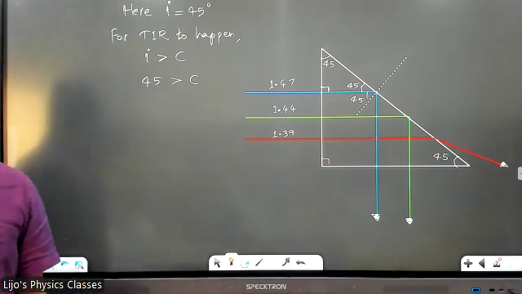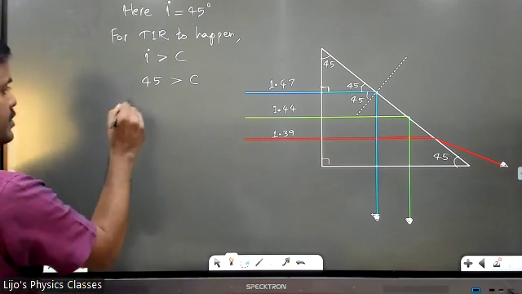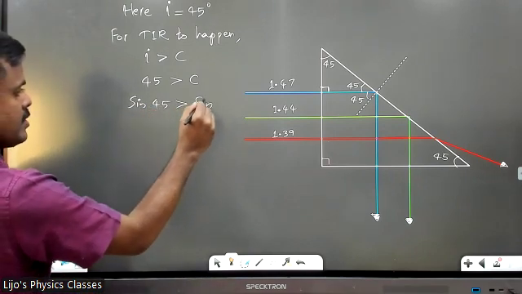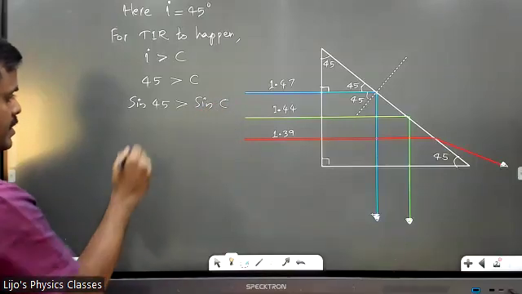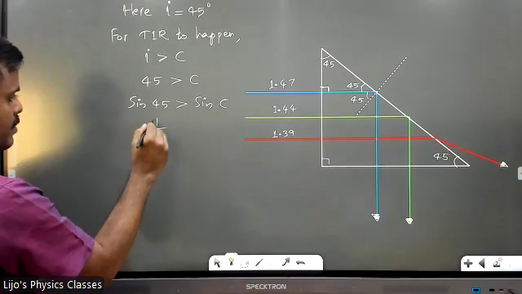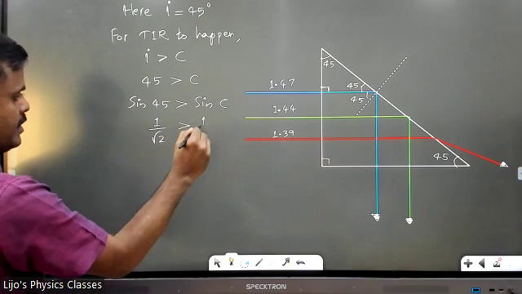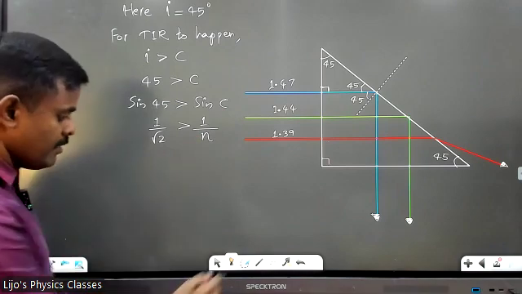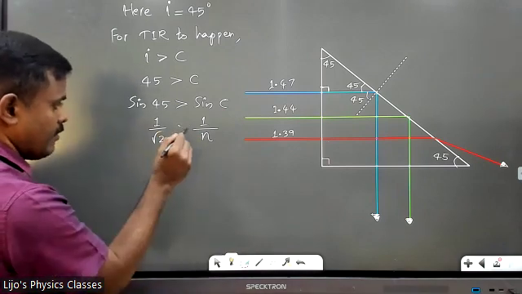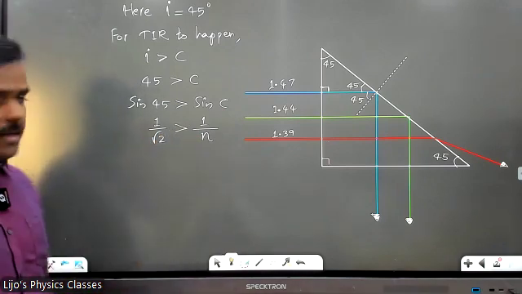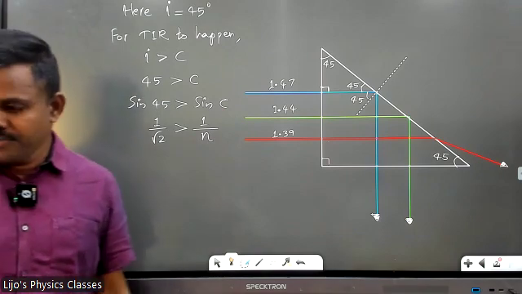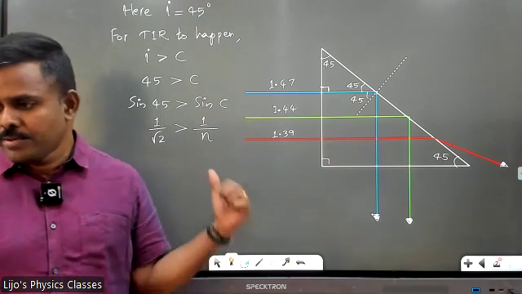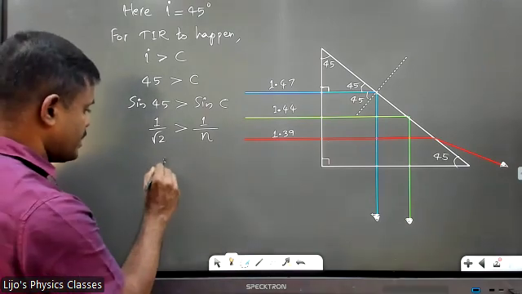Then take sine on both sides. Sine 45 is greater than sine C. Sine 45 is 1 by root 2, and sine C is 1 by n. Don't ask me where this comes from; we learned it in the last class. So 1 by root 2 is greater than 1 by n. Then what? Take the reciprocal.